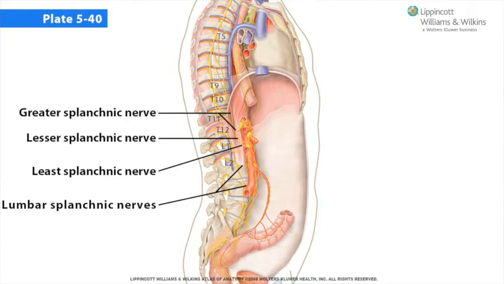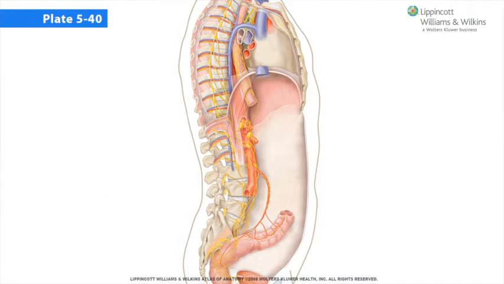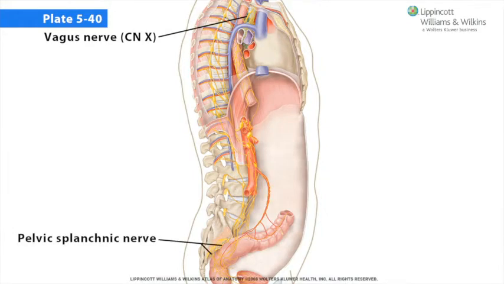The greater, lesser, and least splanchnic nerves branch from the sympathetic trunks in the thorax and enter the abdomen by passing between the diaphragm and the posterior abdominal wall, while the lumbar splanchnic nerves branch from the sympathetic trunks in the abdomen. More information on the sympathetic nervous system is available in the Solid Anatomy lecture on the thoracic wall. Preganglionic parasympathetic efferent nerve fibers supplying the abdominal viscera come from the vagus nerve, which is the 10th cranial nerve, and from the pelvic splanchnic nerves, which arise from sacral spinal cord levels 2, 3, and 4.